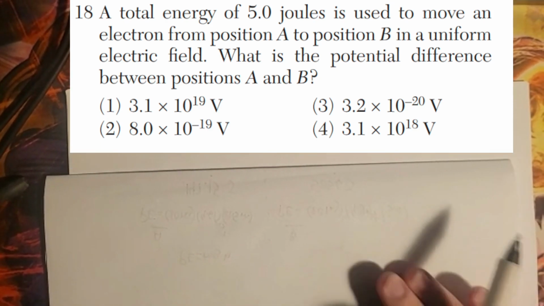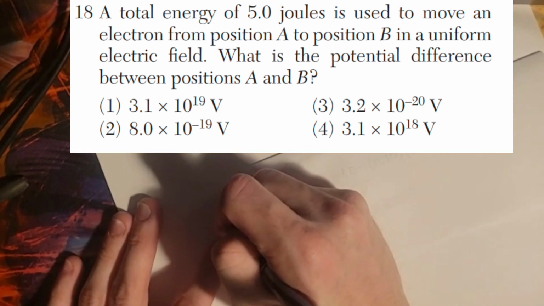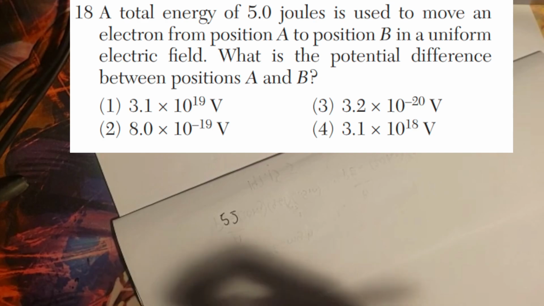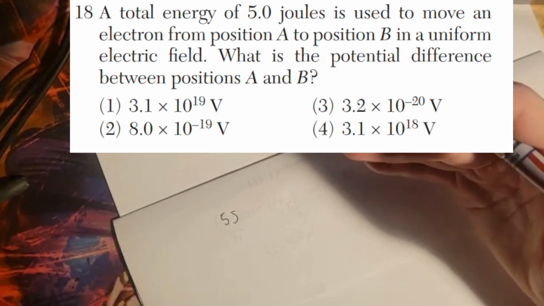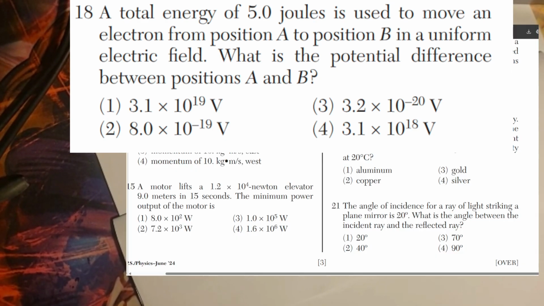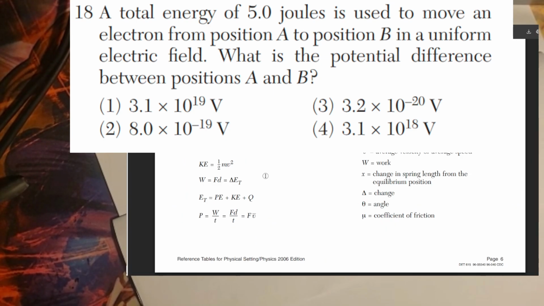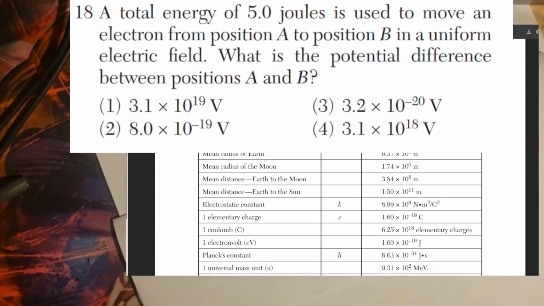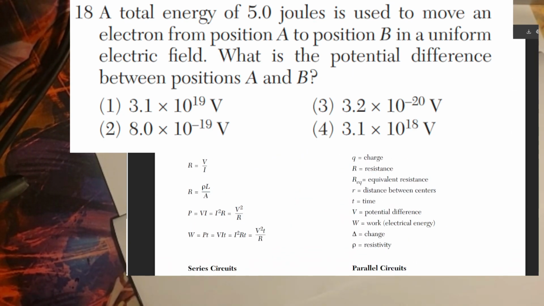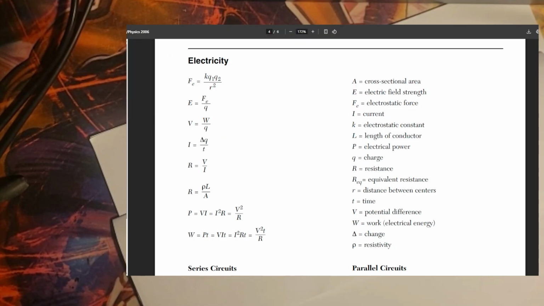Okay, a total energy of 5 joules, so we know that the energy is 5 joules, is used to move an electron from position A to position B in an electric field. Okay, so we're dealing with electricity here. If we're dealing with energy and electricity comes up, I'm going to show you something on your reference table. Because on your reference table, they have a whole specific section all about electricity. Electricity has its own page right here.